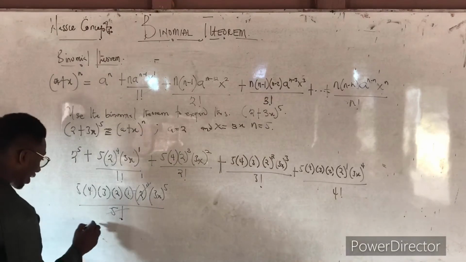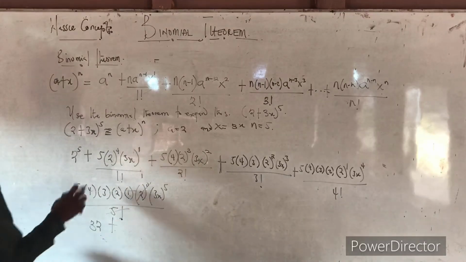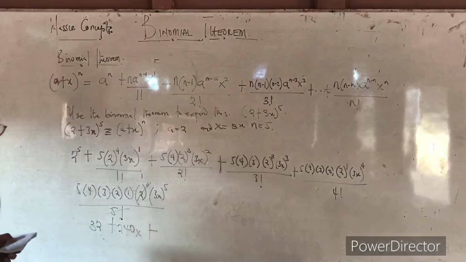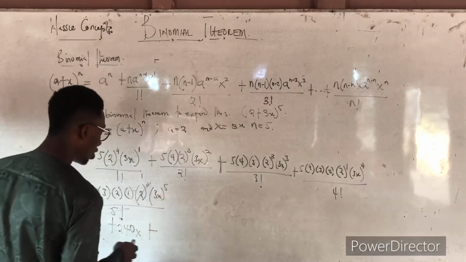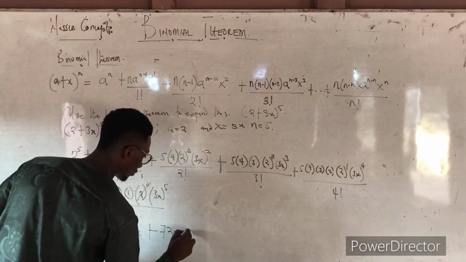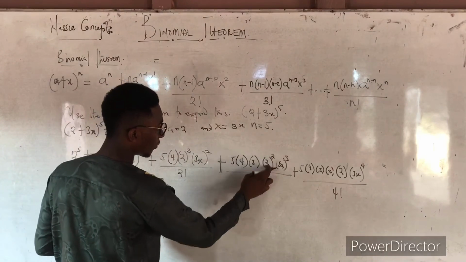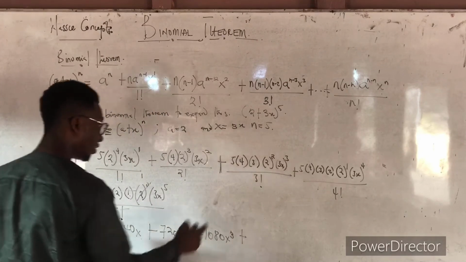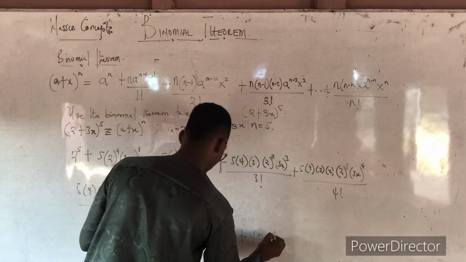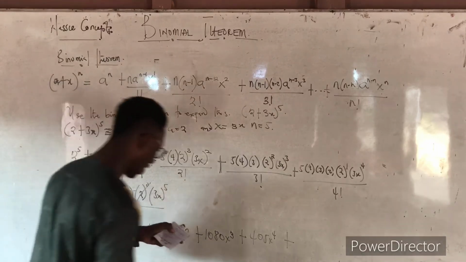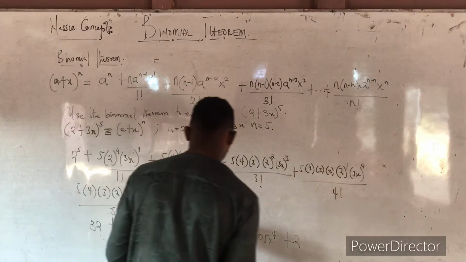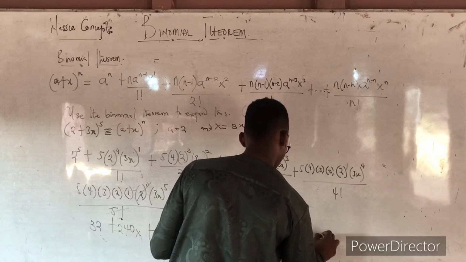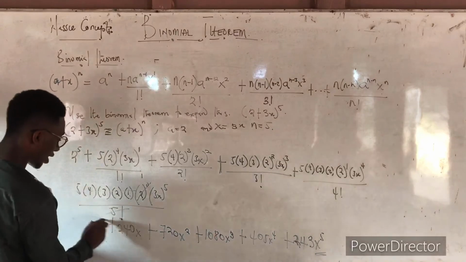When you do this, the first term gives you 32, plus, when you do the whole calculation, 240x, plus the third term, which is 720 x squared, plus the next term, 1080 x cubed, plus 405 x exponent 4, plus our last term, 3x exponent 5, which will give you 243 x exponent 5. And this becomes the final expansion.